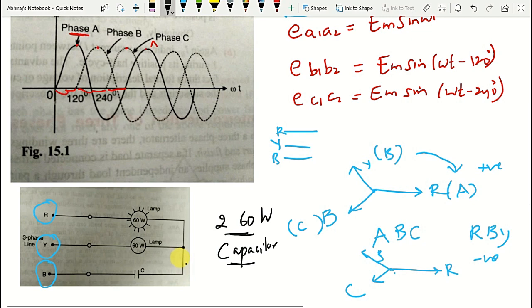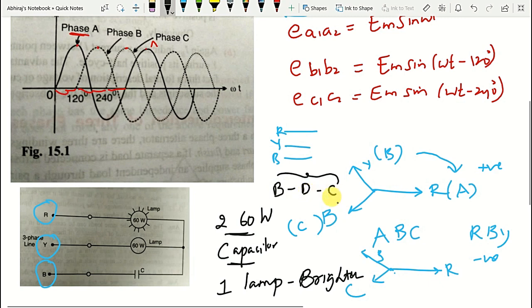When the lamps and the capacitor are star connected, one lamp will always burn brighter than the other. The sequence is taken in the fashion that first we have the bright lamp, then the dim lamp and then the capacitor. So this is how the sequence is taken: bright lamp, dim lamp, capacitor, and that is R, Y and B.